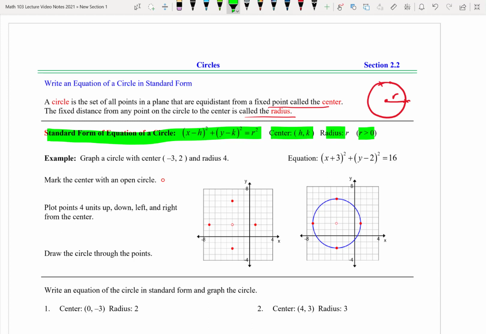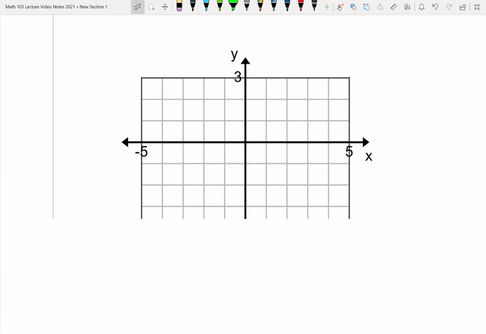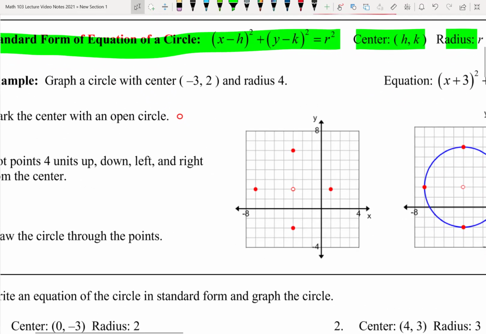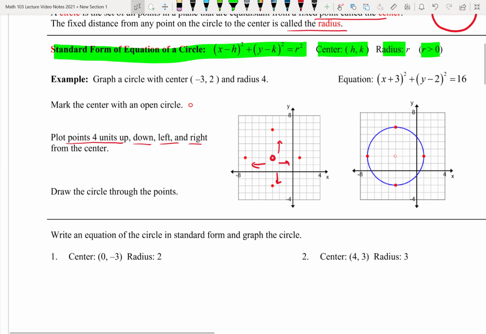Graph a circle with center (-3, 2) and a radius of 4. First, you would mark the center with an open circle, as you see here. So we have an open circle at (-3, 2). Then you're going to plot points 4 units up, down, left, and right from the center. You can see we go up, down, right, and left. And then you just draw a circle through all of those points, as you can see on the right.